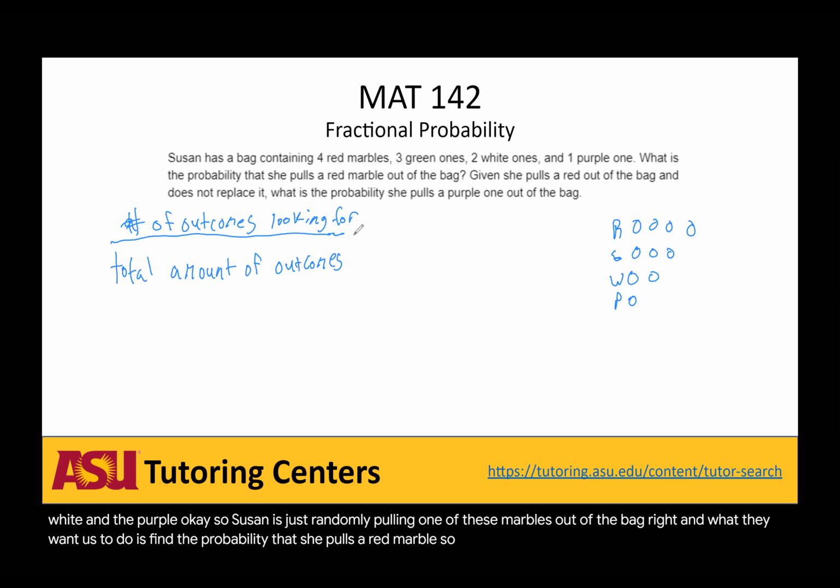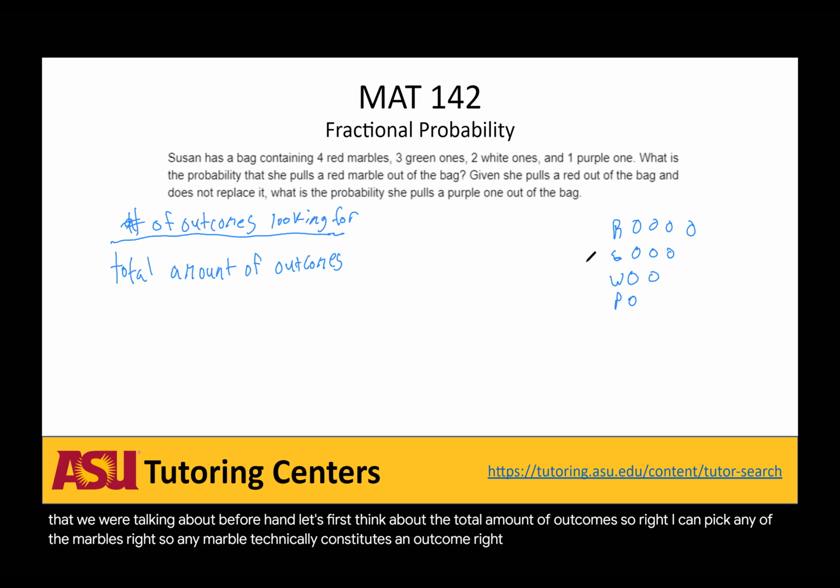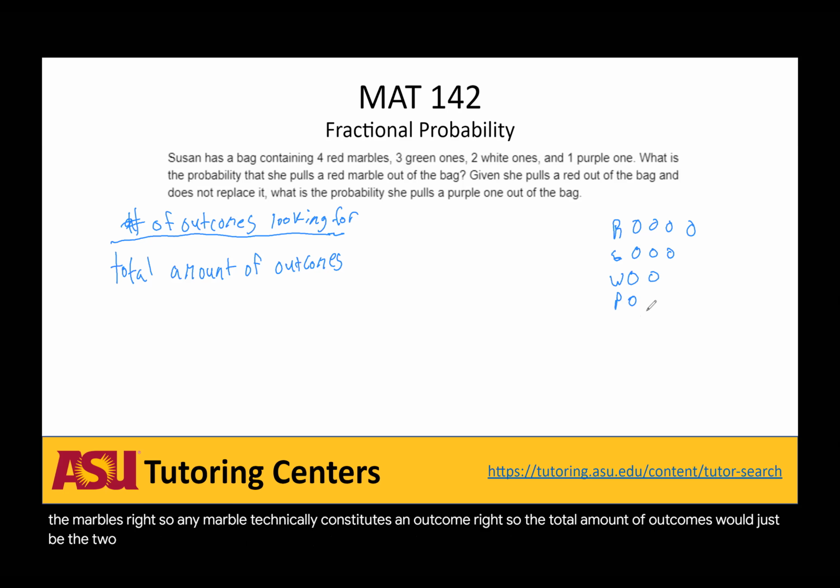So if we plug everything back into our original formula, let's first think about the total amount of outcomes. In this kind of simulation, I can pick any of the marbles, so any marble technically constitutes an outcome. So the total amount of outcomes would just be the total amount of marbles, which is 10 total outcomes.